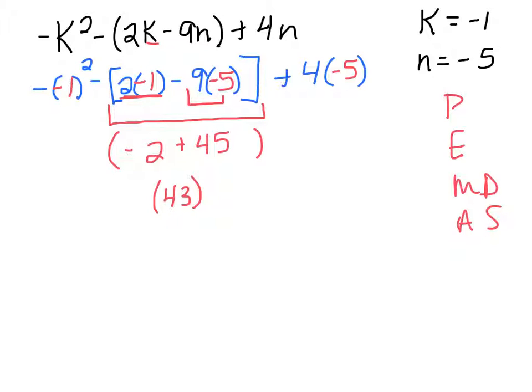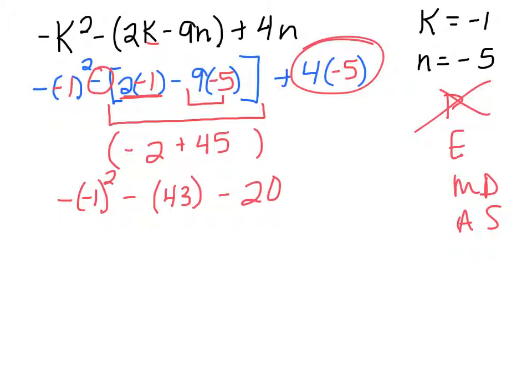I'm going to bring everything else down. I'm going to bring down this negative. I have a -1 squared. And I'm going to go ahead and multiply this out here to -20. Parentheses are done. Exponents. My exponent is right there. So what I'm doing is I'm taking -1 times -1 and a negative times a negative. This piece right here is a +1.